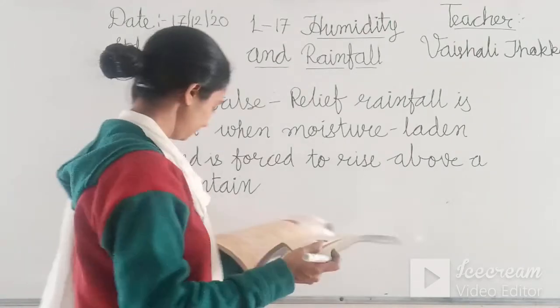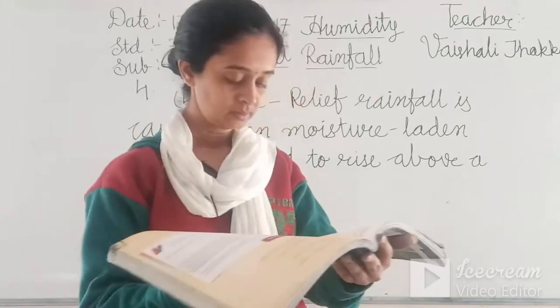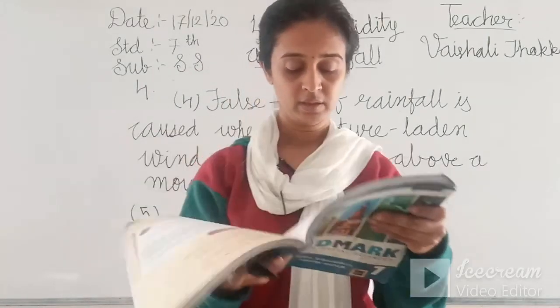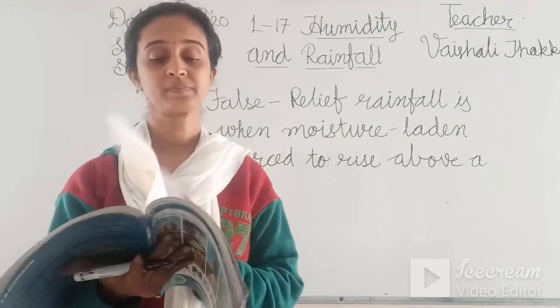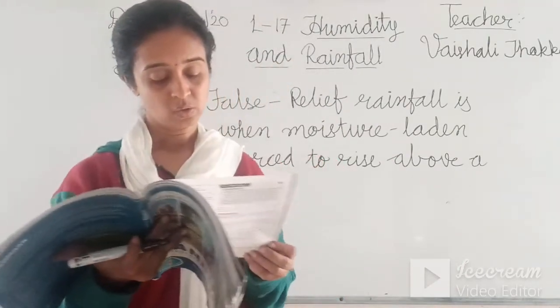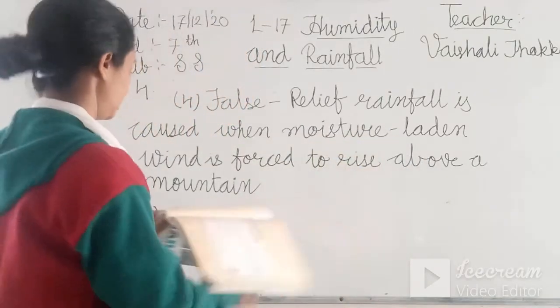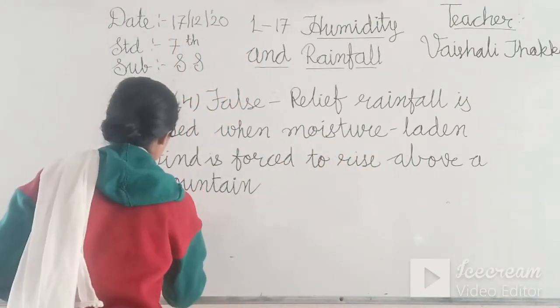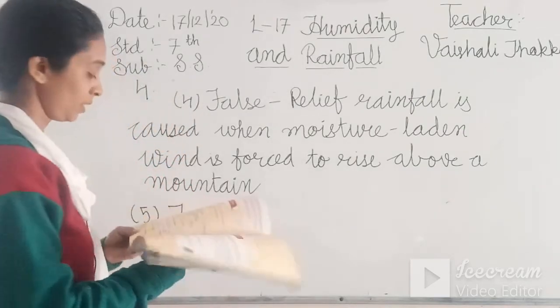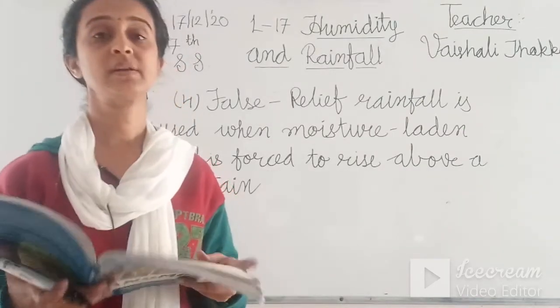Number 5, E. Convectional rainfall is common in the equatorial region. It's true, convectional rainfall is common in the equatorial region. Please children note down this.